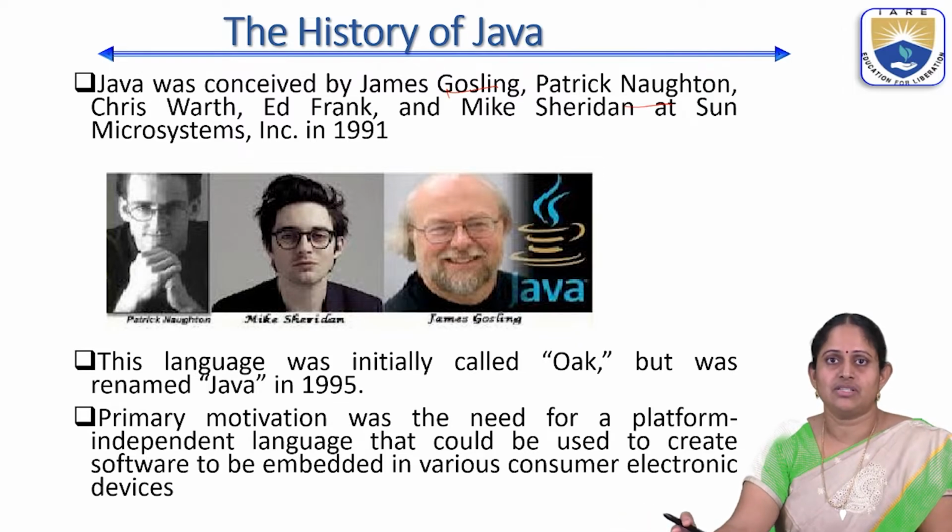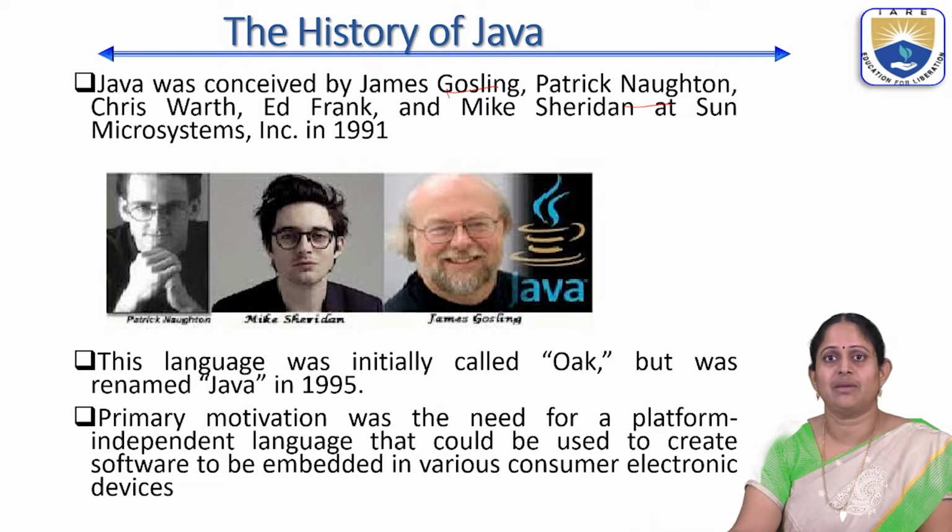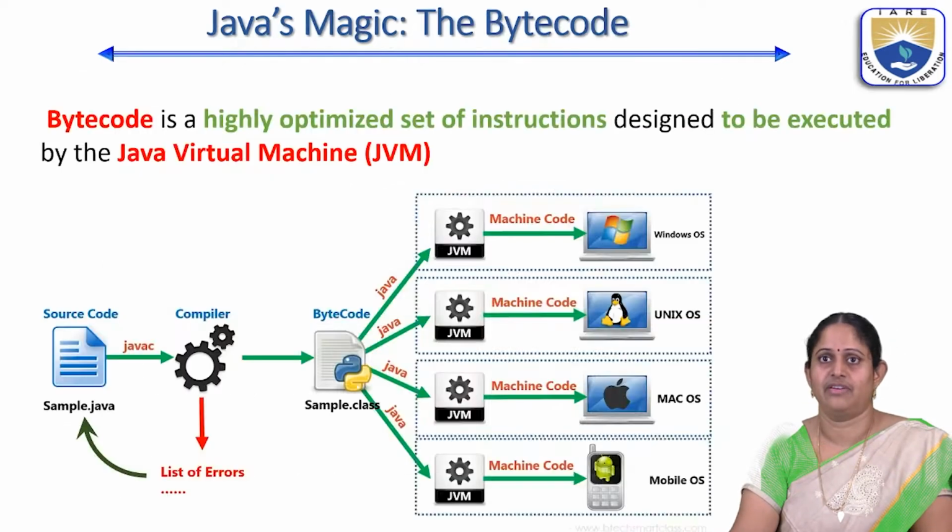Programming languages like C and C++ were not able to work with such embedded systems. Because of that, they were looking out for a programming language which could be used in embedded systems, and it should be platform independent. That was the main motivation for bringing up the programming language Java. Also, Java was initially called Oak, then later it was called Greentalk, after which it was finally named Java in 1995.